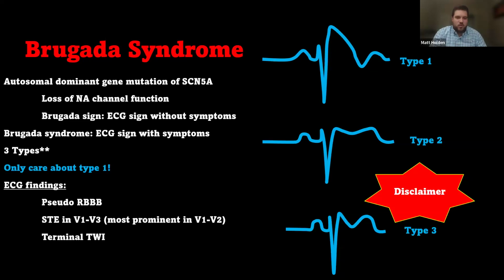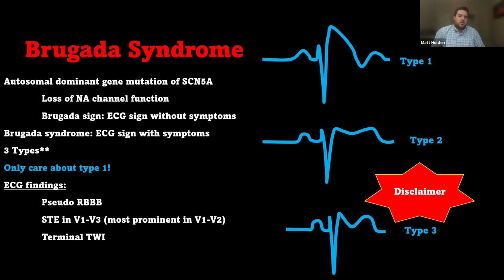Now, one thing I've always liked to teach is Brugada sign is when you have the EKG finding, but you don't have all the different types of symptoms or familial history associated with it. Brugada syndrome is the EKG sign with the symptoms. And there are quote unquote three types. Some places like to teach three types, but there is a disclaimer for a reason. Some people have combined type 2 and type 3 together. Some people have just gotten rid of type 3 altogether. Regardless, that doesn't matter. We only care about type 1.